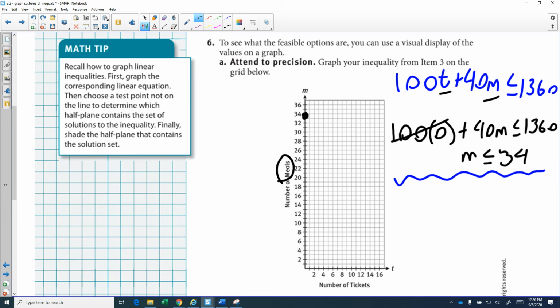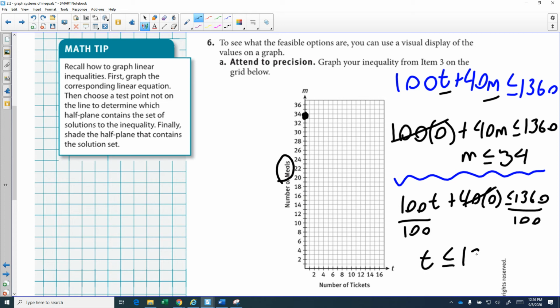In my next portion, I have to do the same thing, but now I want to figure out the maximum amount of tickets I could have. Well, this would be 100t plus 40, if I get 0 meals, is less than or equal to 1360. This cancels. I need to divide by 100 to get t is less than or equal to 13.6. We already talked about how you really can't have 0.6 of a ticket, but in graphing it, we can go ahead and plot that. So we want to go to 13.6 and plot a point.